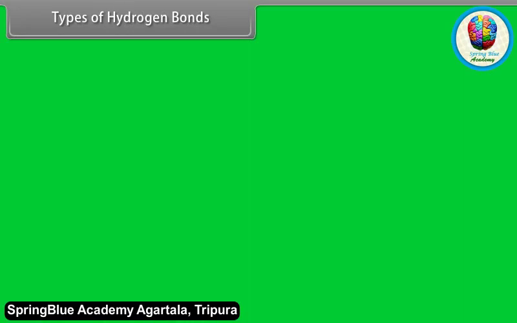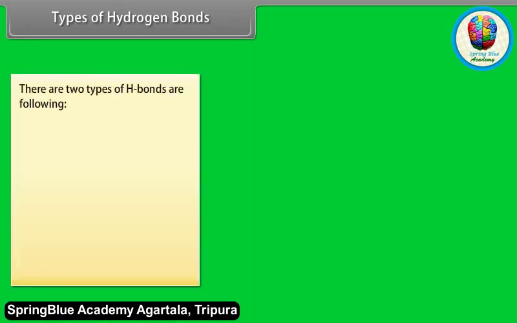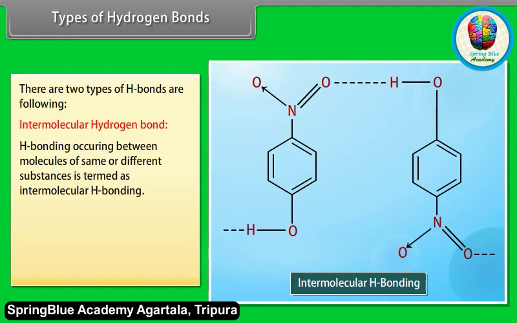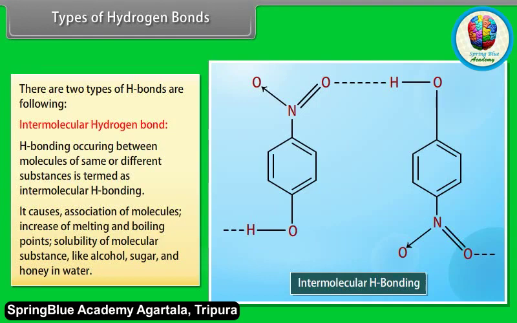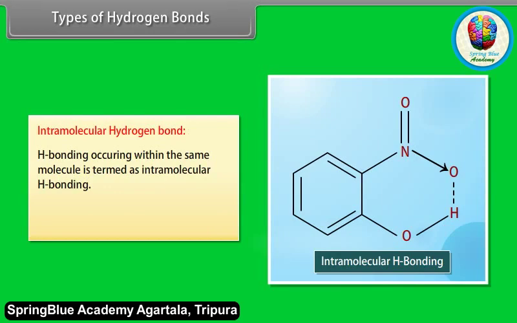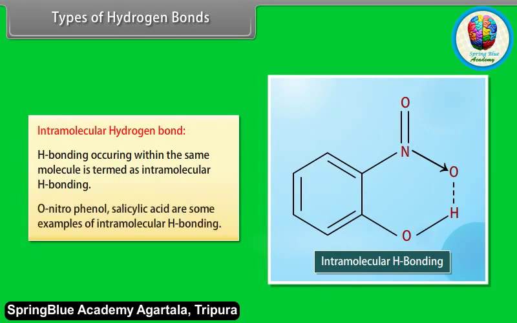Types of hydrogen bonds. There are two types of hydrogen bonds as following. Intermolecular hydrogen bond. Hydrogen bonding occurring between molecules of same or different substances is termed as intermolecular hydrogen bonding. It causes association of molecules, increase in melting and boiling points, and solubility of molecular substances like alcohol, sugar and honey in water. Intramolecular hydrogen bond. Hydrogen bonding occurring within the same molecule is termed as intramolecular hydrogen bonding. O-nitrophenol, salicylic acid are some examples of intramolecular hydrogen bonding.